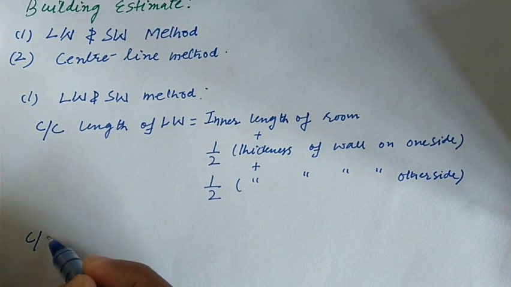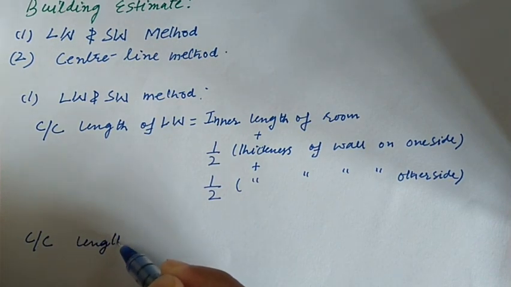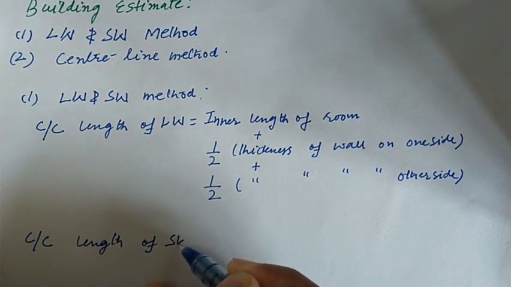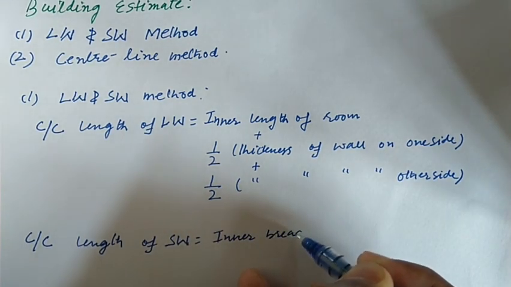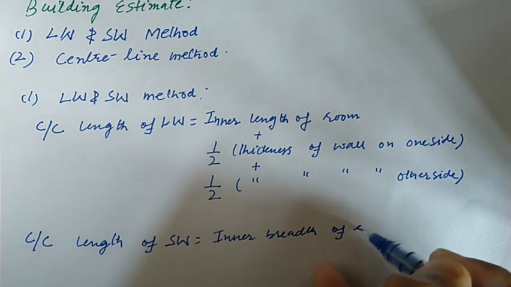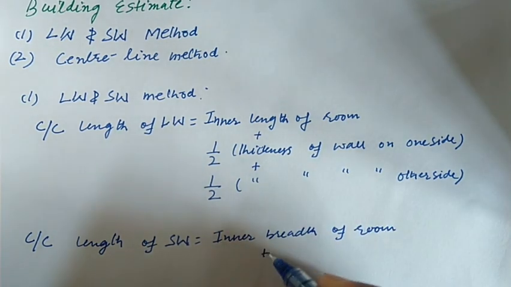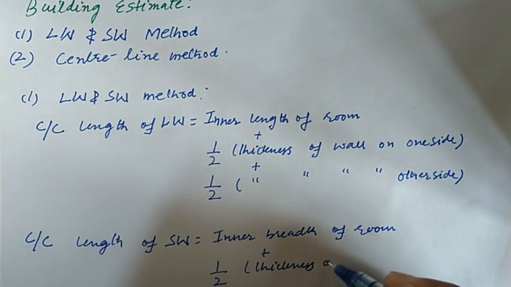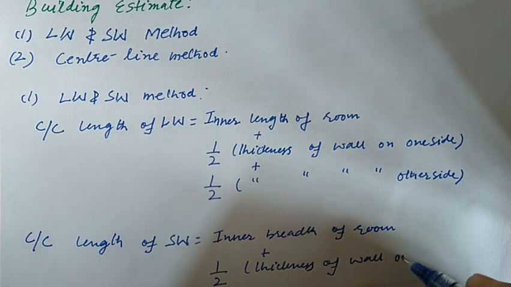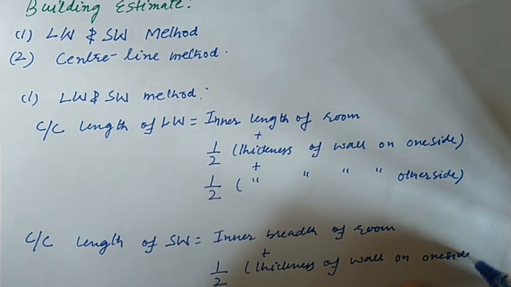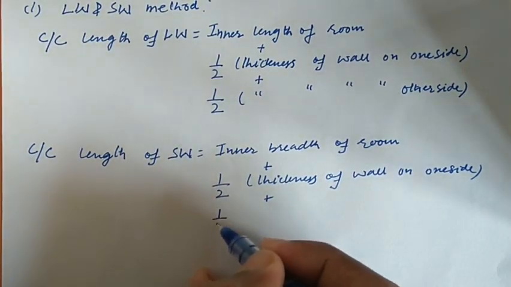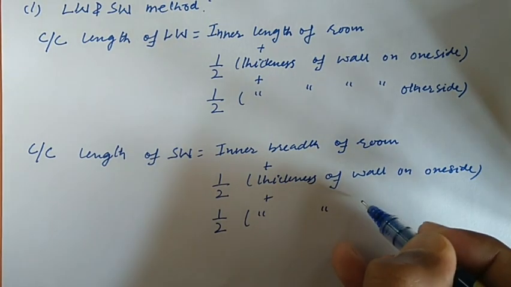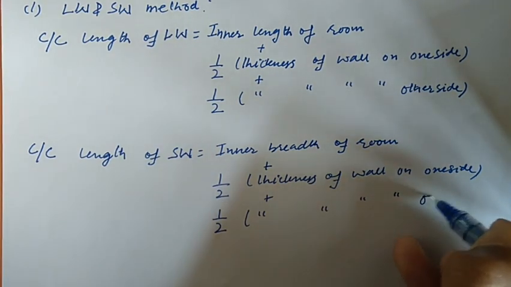Similarly, we then find the center to center length of the short wall, that will be the inner breadth of the room, then add the half thickness of wall on one side and half the thickness of wall on the other side.